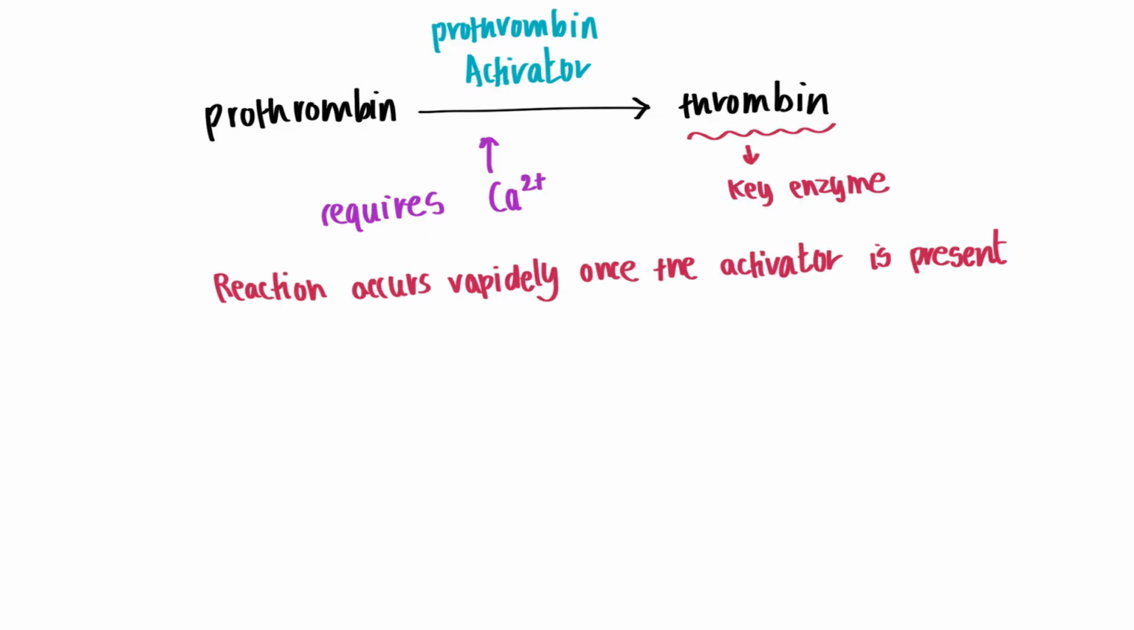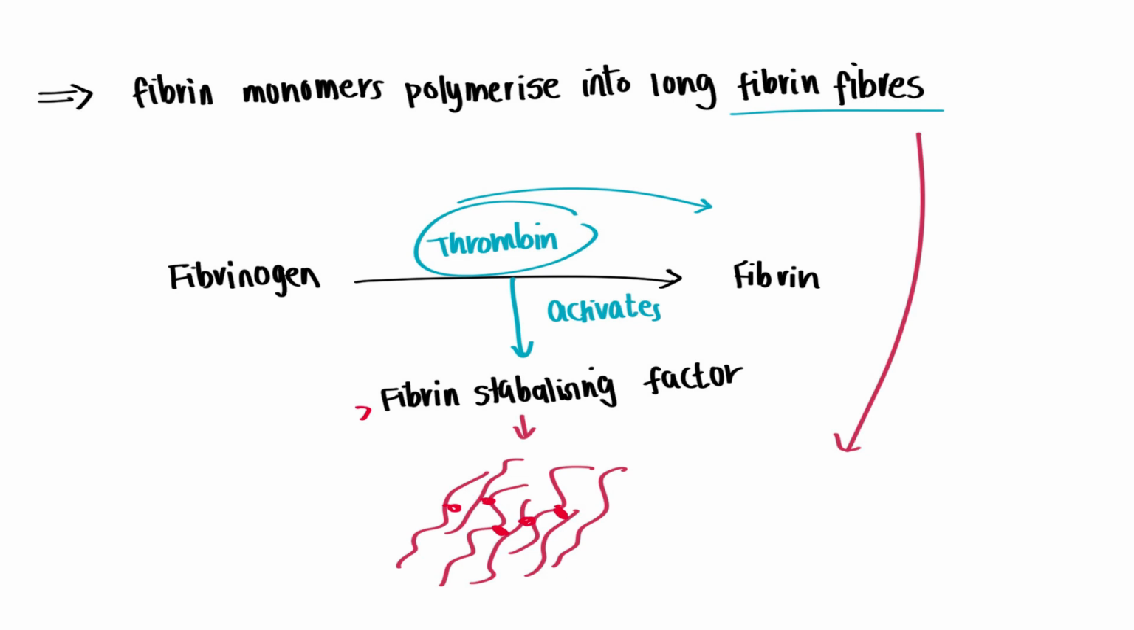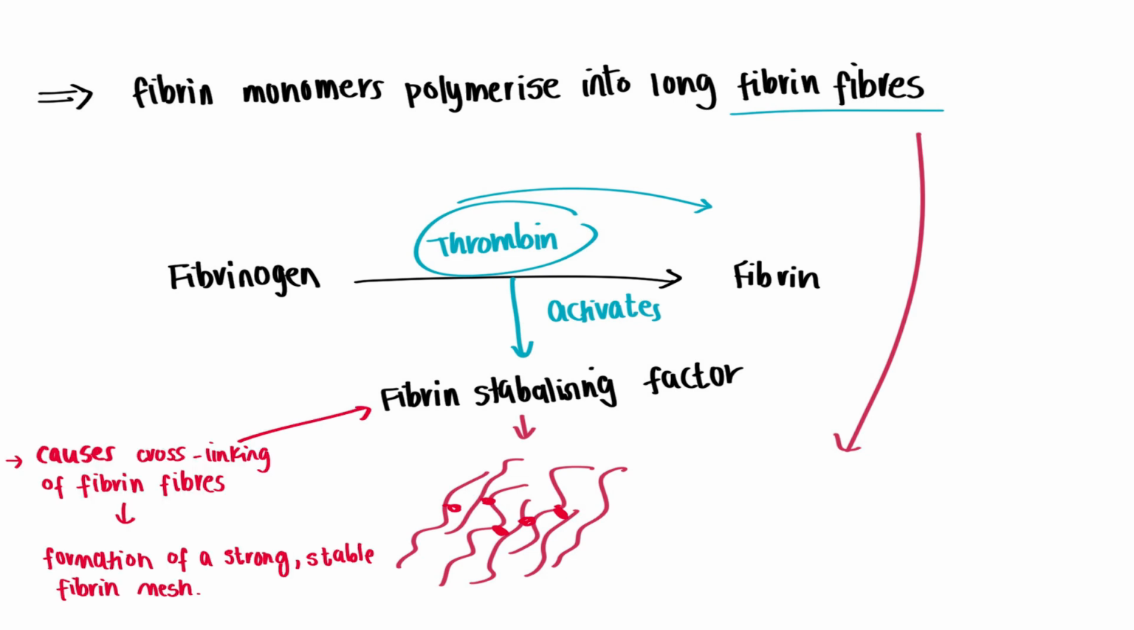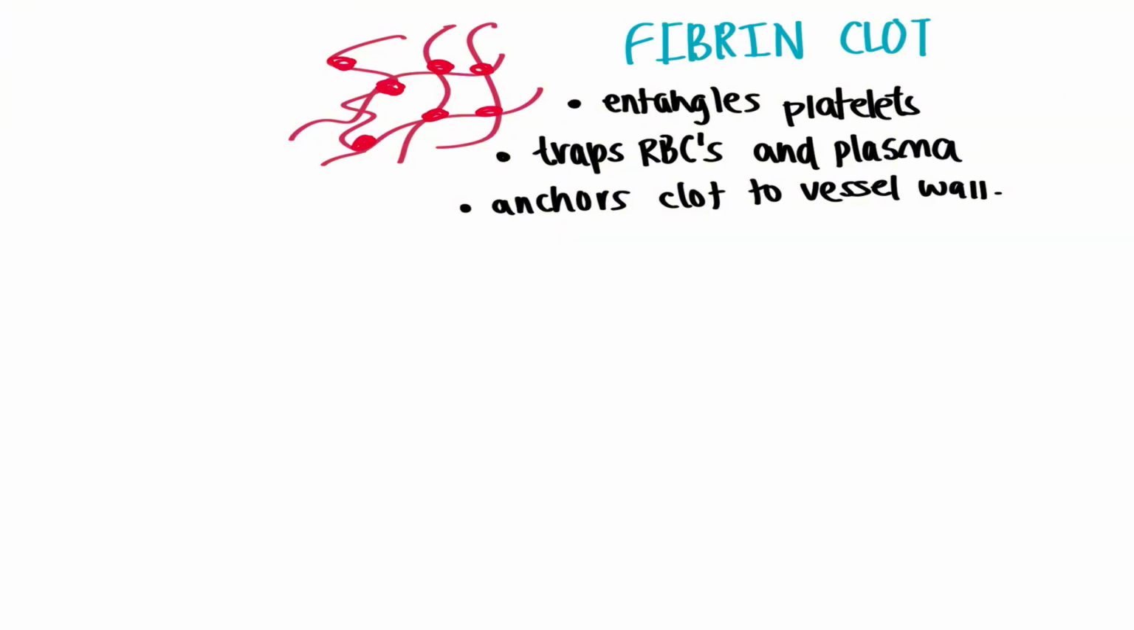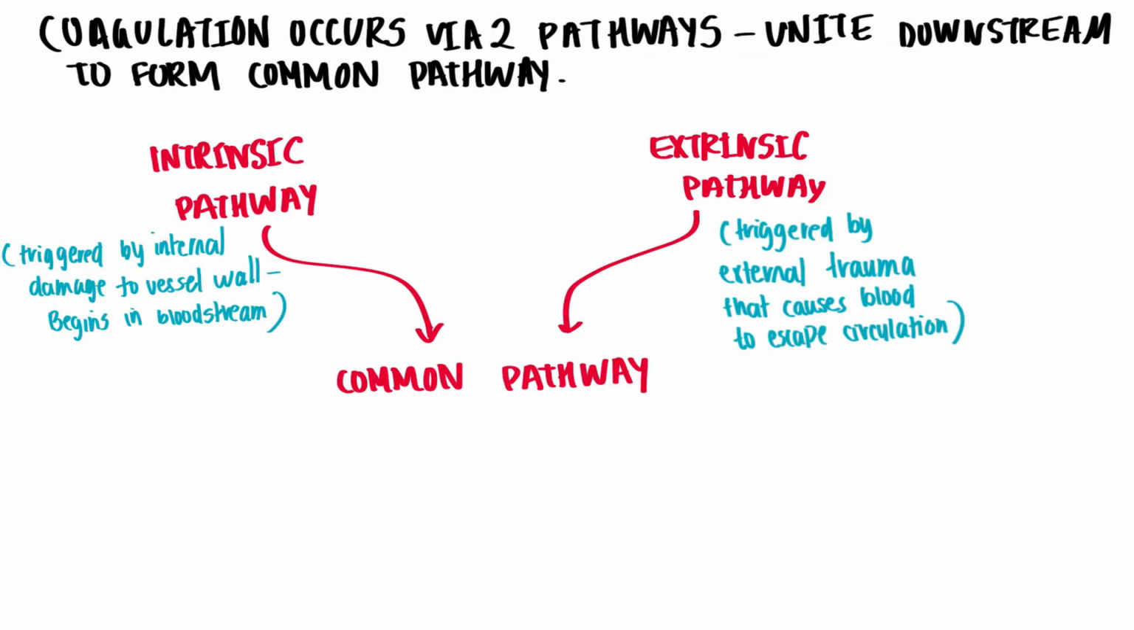Thrombin is a key enzyme. It converts fibrinogen into fibrin. Fibrin monomers then polymerize into fibrin fibers, which are stabilized by factor 13A, also called fibrin stabilizing factor. This creates a strong, cross-linked fibrin mesh. The fibrin clot traps platelets, red blood cells, and plasma, and anchors the clot to the vessel wall. This transforms a fragile platelet plug into a stable clot.